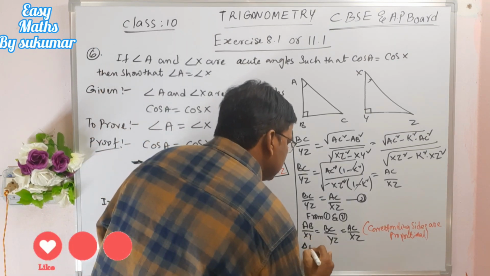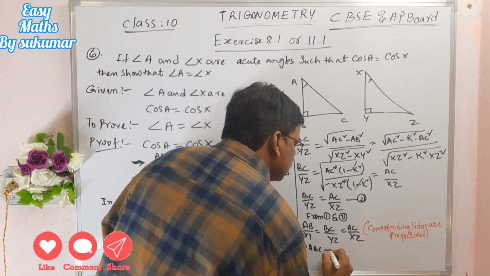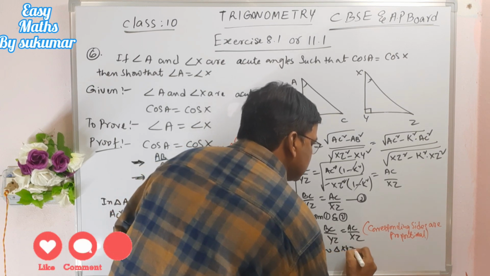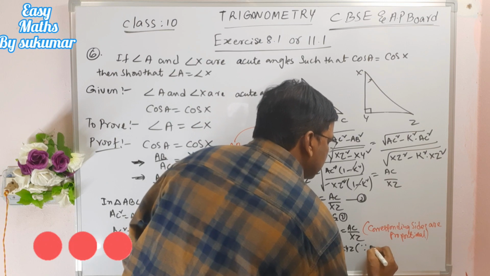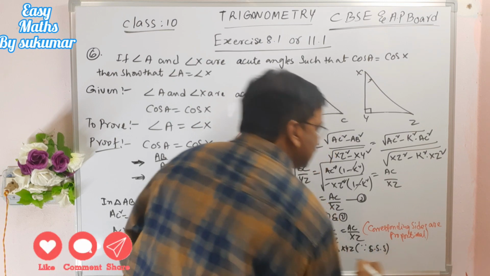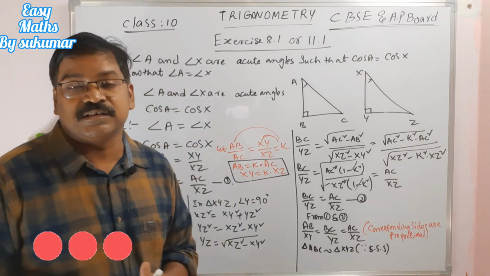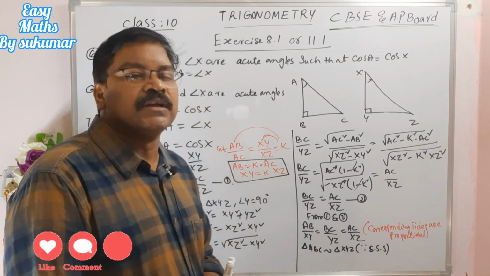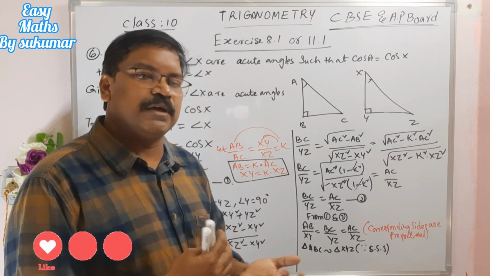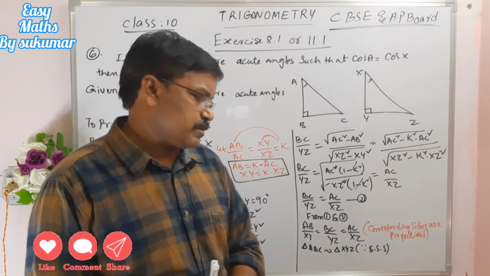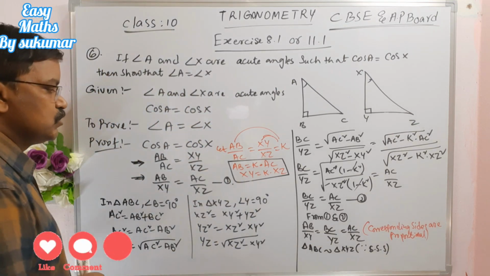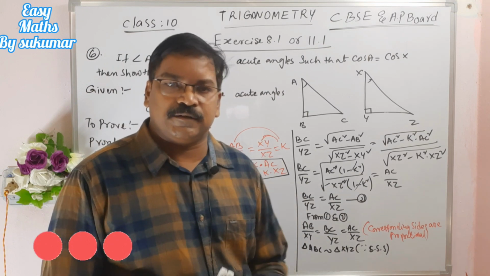Therefore, triangle ABC is similar to triangle XYZ according to what? SSS similarity theorem. We already learned this SSS criterion of similarity of triangles in the previous chapter, that is similarity of triangles or triangles for CBSE students. Okay, so these two triangles are similar here.